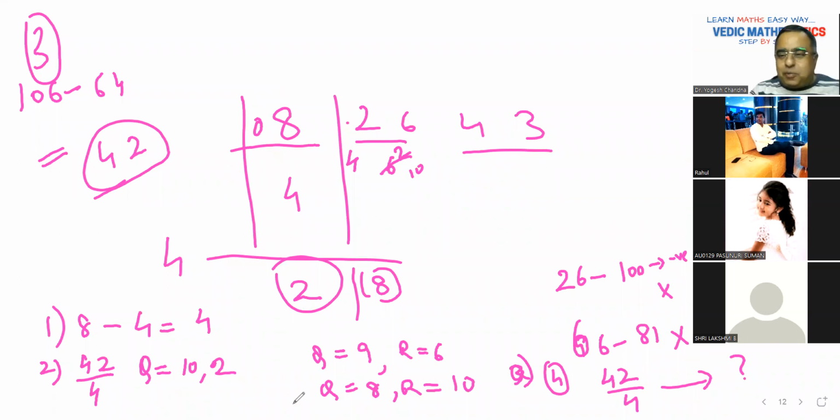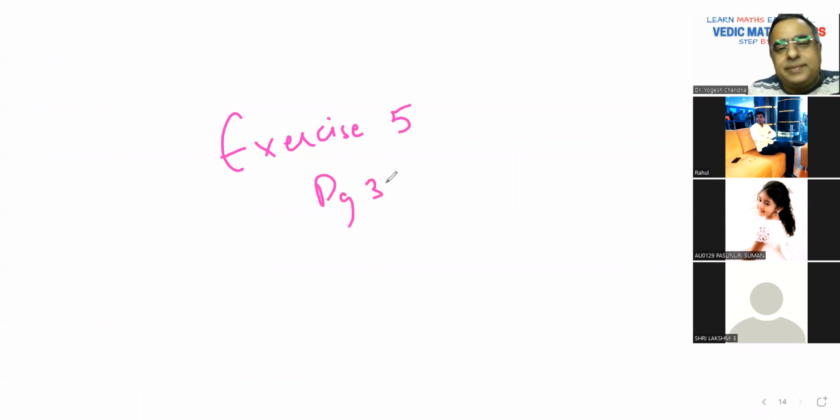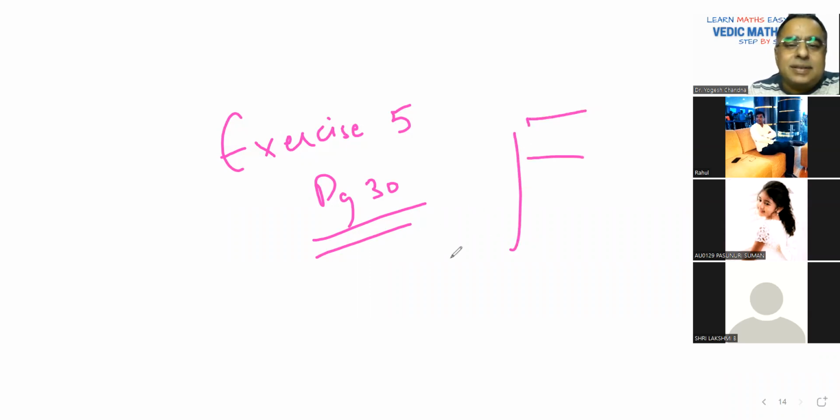Okay then, do it, I'm also leaving 5 minutes early. Right, just practice Exercise 5, page 30, and whatever you solve, try with the previous methods also. Step 6, sorry.